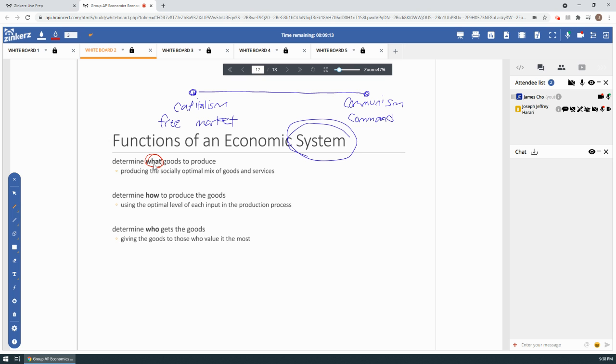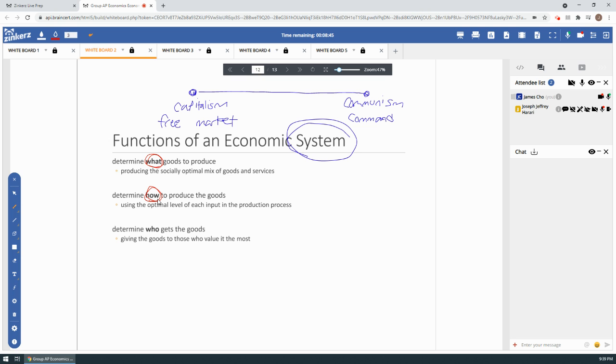The next question is, once we figure out what to produce, we need to figure out how to produce it. In a capitalist free market system, again, it's the people, or in this case, the business owners who decide. And the great thing about capitalism is if people are greedy and they're just trying to earn as much money as possible, that's going to lead to a lot of efficiency.